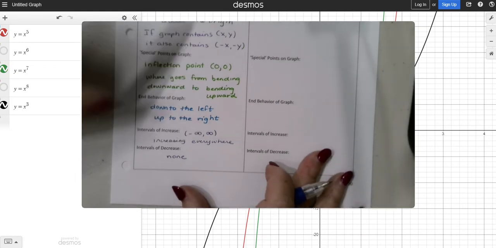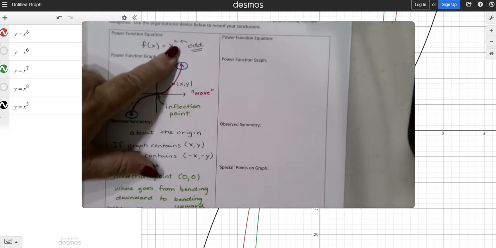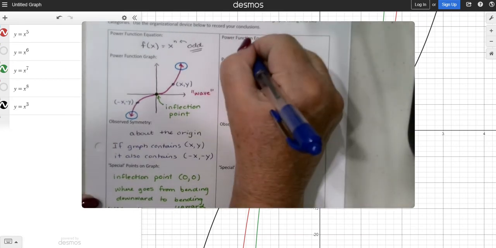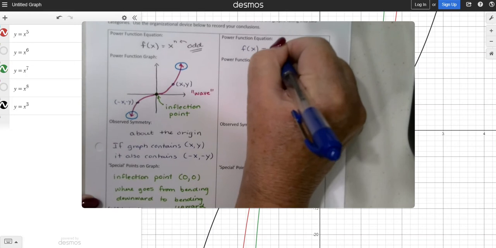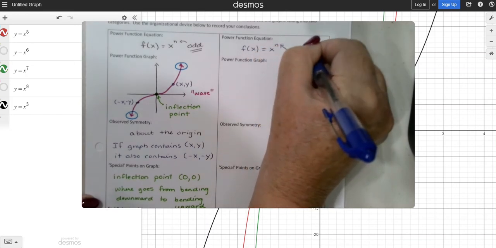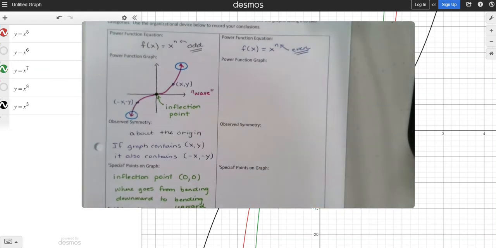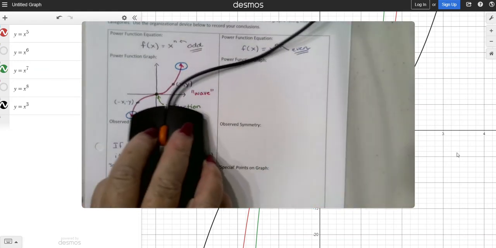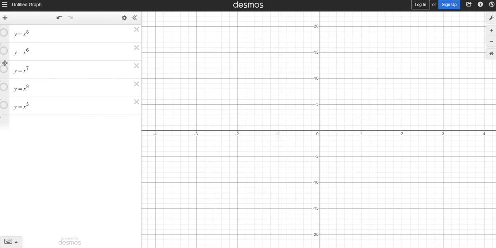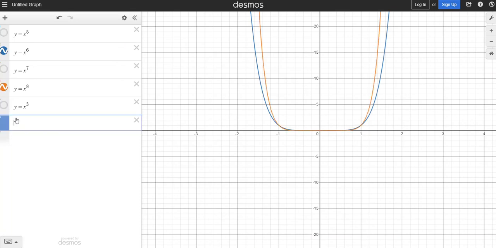All right, so that takes care of all the odd powers. I'm going to go back to Desmos for a moment, and now we're going to go ahead and turn back on all the even powers. So I don't want to look at the odds anymore. I want to look at the even powers, x to the 6th, x to the 8th, and I can add the one we graphed by hand, x to the 4th.